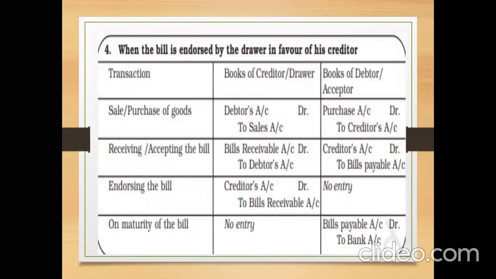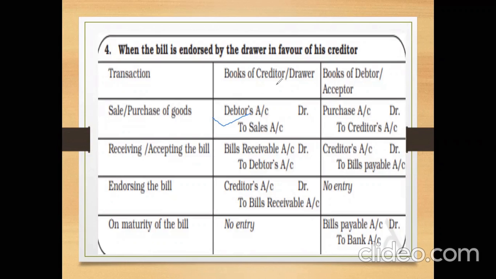Next is when the bill is endorsed by the drawer in favor of his creditor. Now endorsement is a case when the third party is involved. The drawer also has some creditor and he also has some amount payable to his creditor. So in that case, we can see how it is done. The first journal entry, on the sale of goods on credit: debtors account debited to sales.